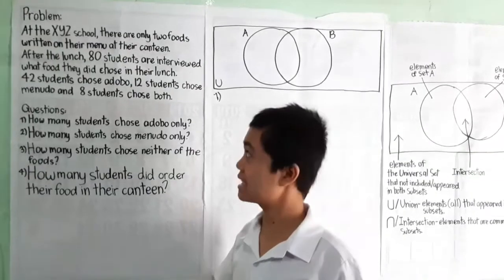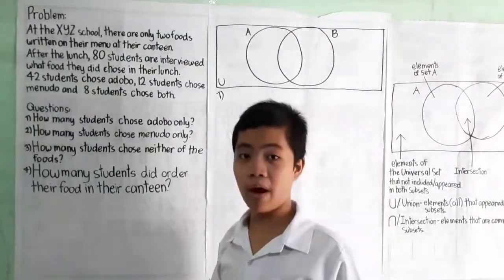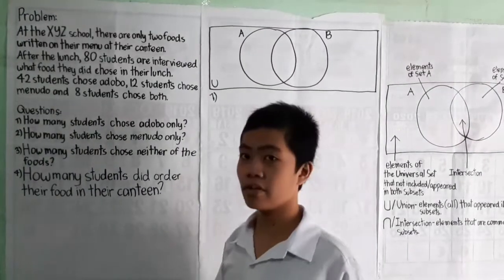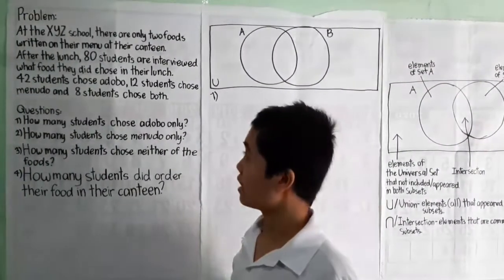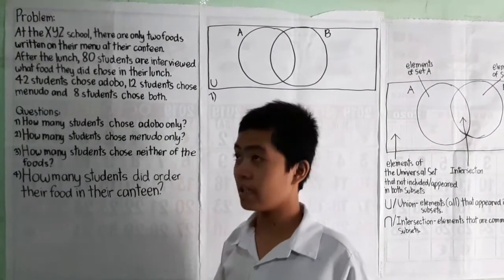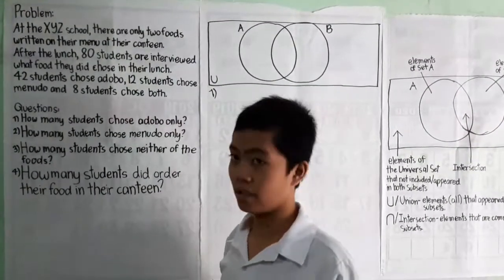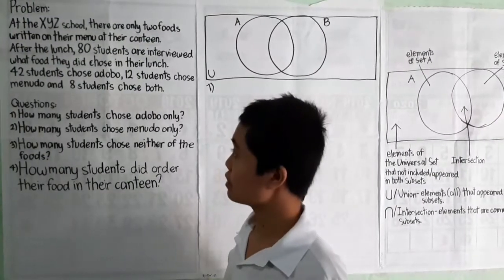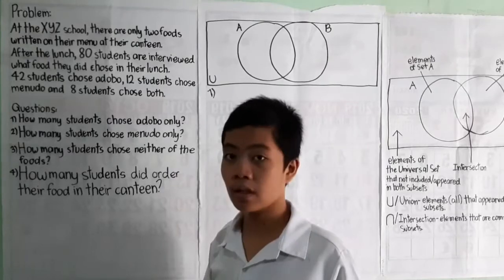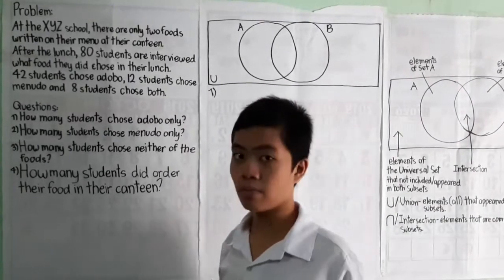The problem is: at the XYZ school, there are only two foods written on the menu at their canteen. After lunch, 80 students were interviewed about what food they chose for lunch. 42 students chose adobo, 12 students chose menudo, and 8 students chose both.